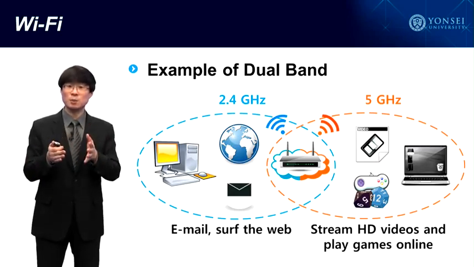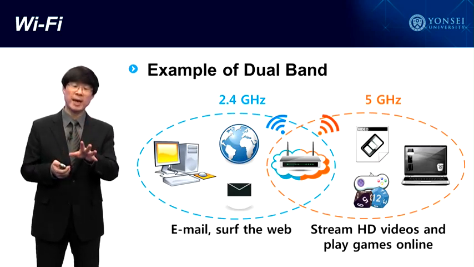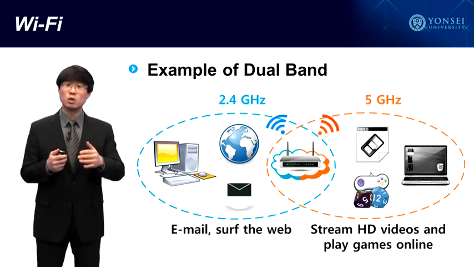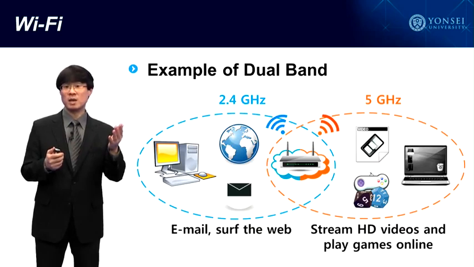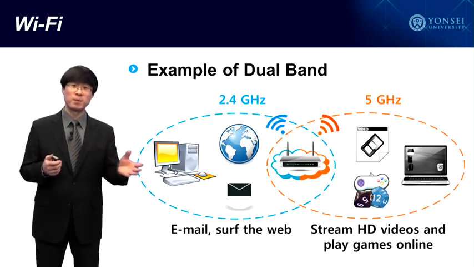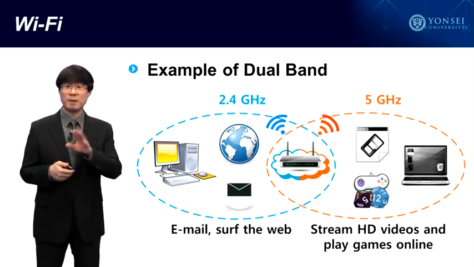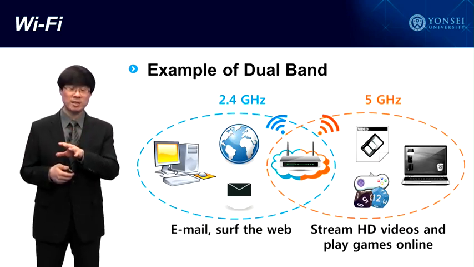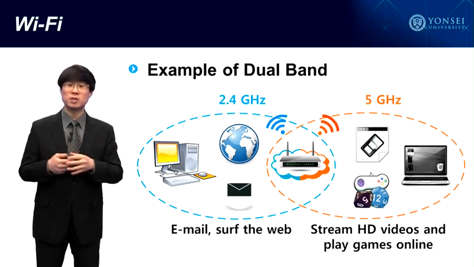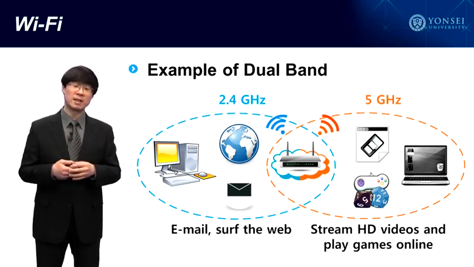An example of this would be something like this. If the access point is capable of dual band services, then you could use the 2.4 gigahertz band for email or to surf the web. And for the wider bandwidth, the more throughput can be provided through the 5 gigahertz ISM band. So we'll use this to do things like streaming high definition video and playing online video games.